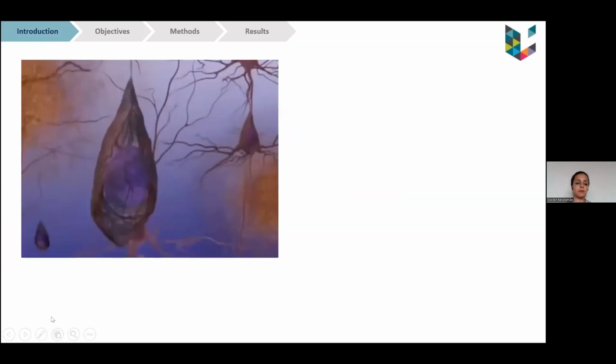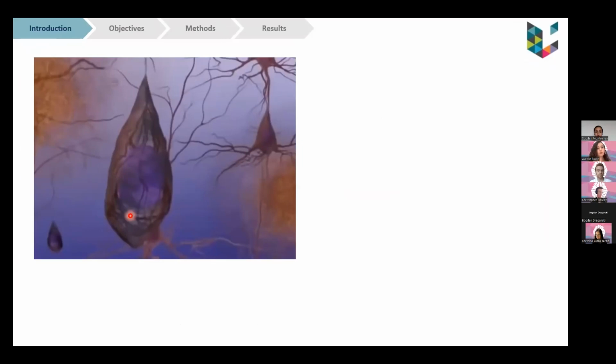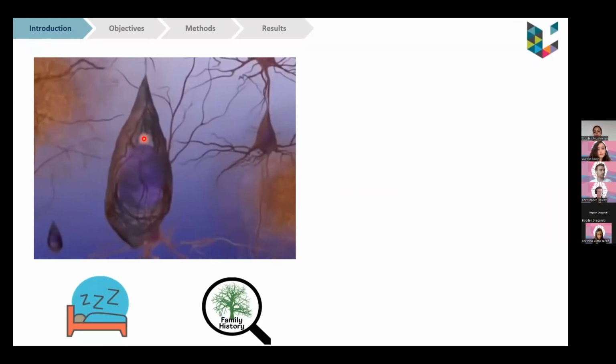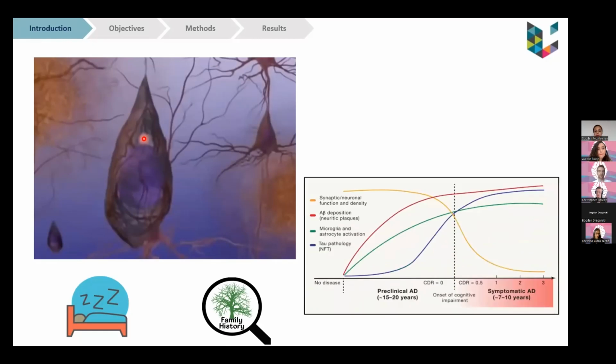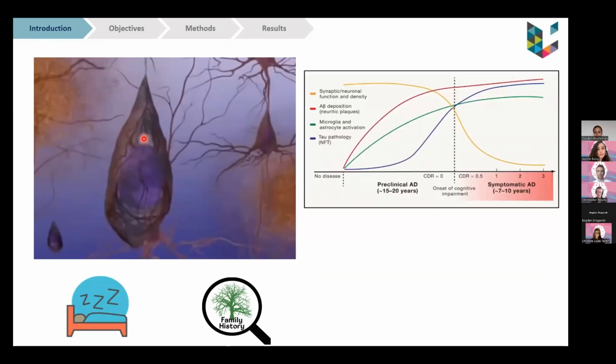But what are the biomarkers of Alzheimer's disease? Amyloid beta aggregation and tau accumulation in the brain are the main risk factors for Alzheimer's. But other risk factors such as sleep disorders, family history, and education also play their own role. In the brain, microstructural changes start 15 to 20 years prior to the first cognitive impairments.